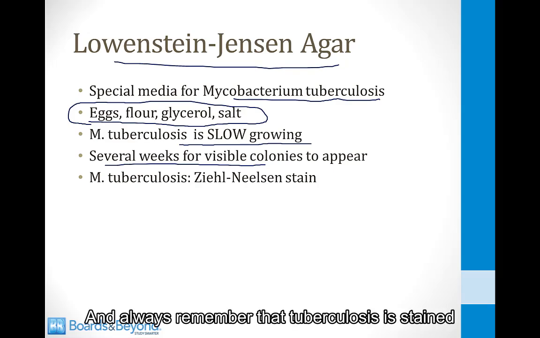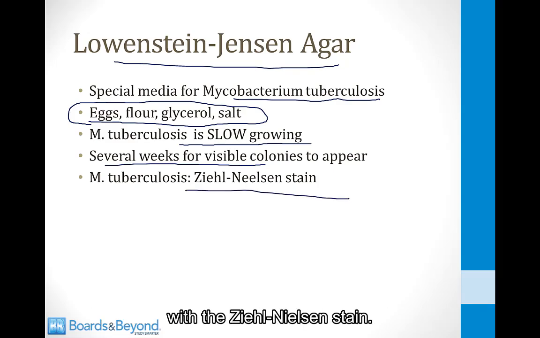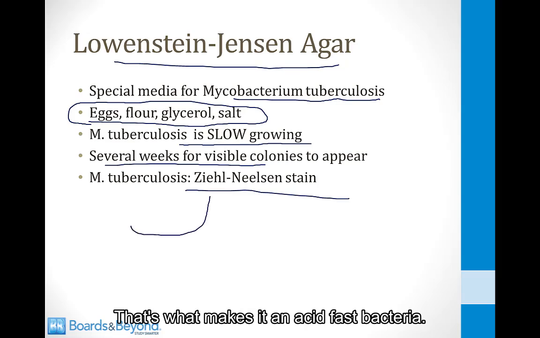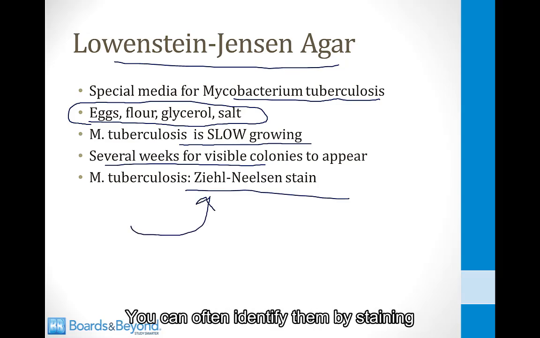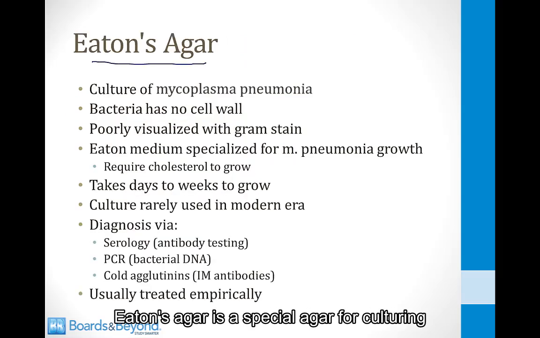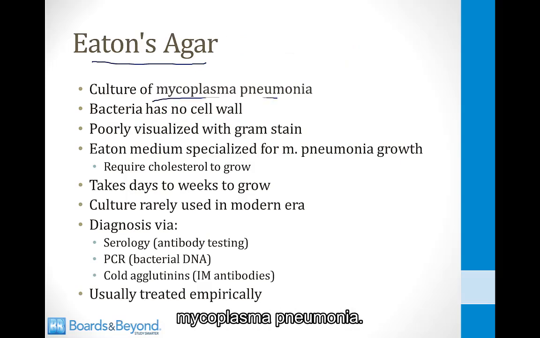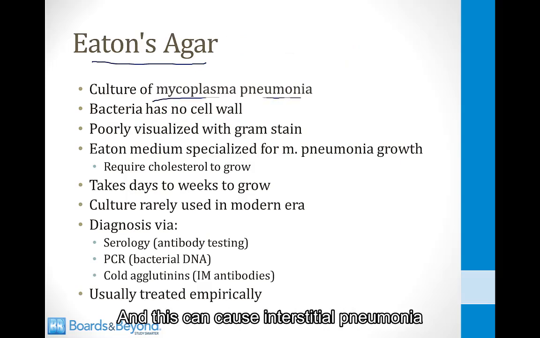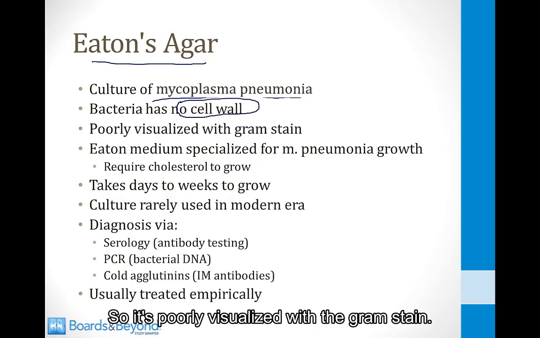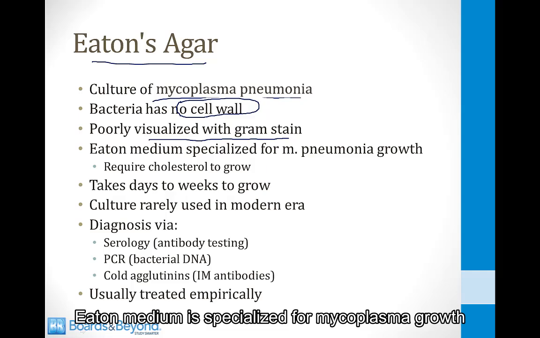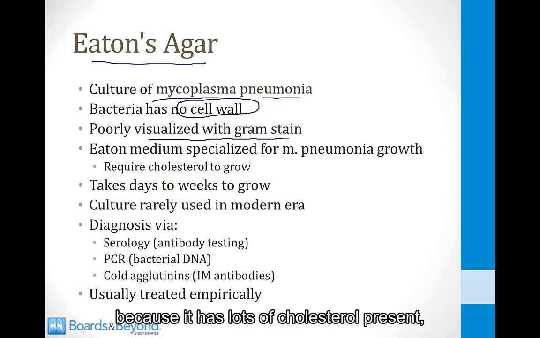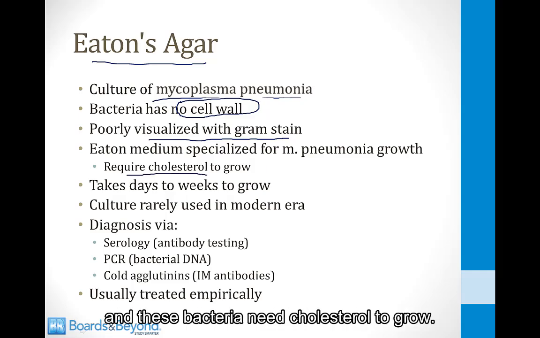And always remember that tuberculosis is stained with the Ziehl-Neelsen stain. That's what makes it an acid-fast bacteria, and you can often identify them by staining without needing to grow them in the lab. Eaton's agar is a special agar for culturing Mycoplasma pneumoniae, and this can cause interstitial pneumonia. And recall that Mycoplasma is unique because it has no cell wall, so it's poorly visualized with the Gram stain. Eaton medium is specialized for Mycoplasma growth because it has lots of cholesterol present, and these bacteria need cholesterol to grow.